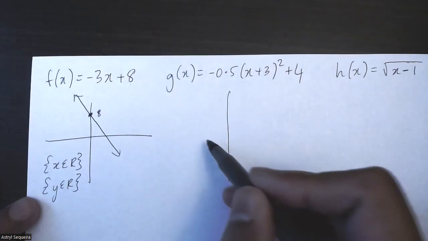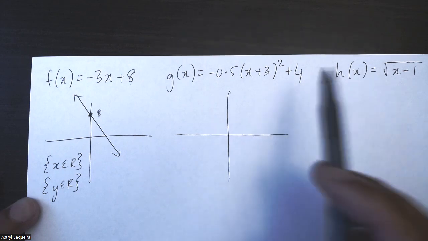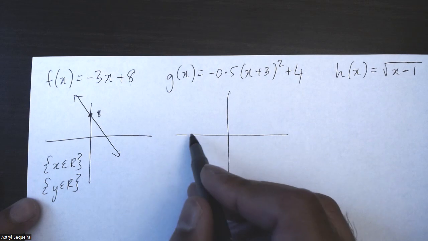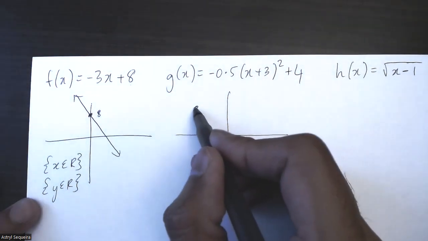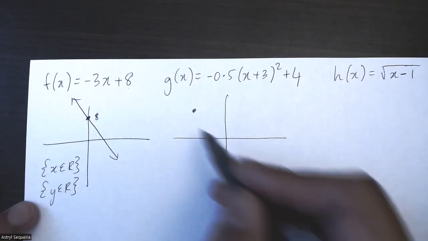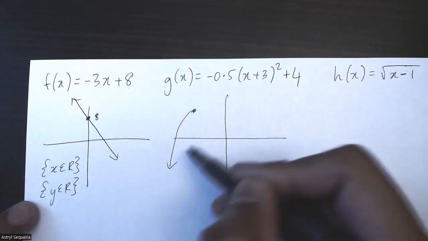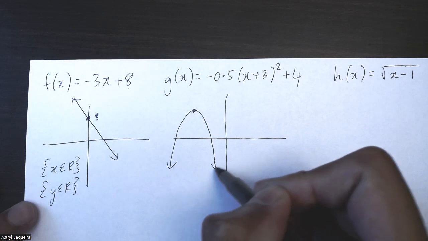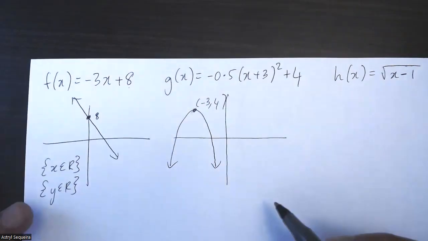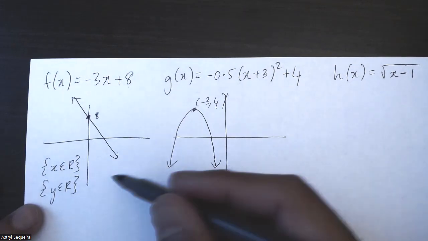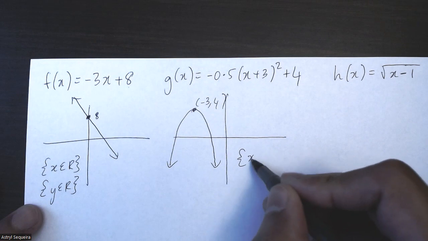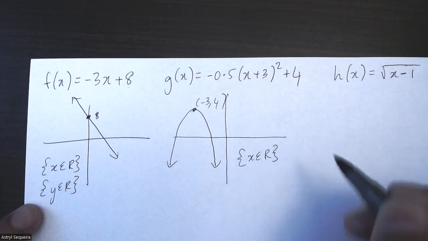We have a quadratic relation over here. My x value of my vertex is -3 and my y value is +4. And my a value is negative, which means that it opens down. So the graph looks like this, -3, 4. My domain, I'm going towards the left, towards negative infinity, towards the right, towards positive infinity. So my domain is all real numbers.